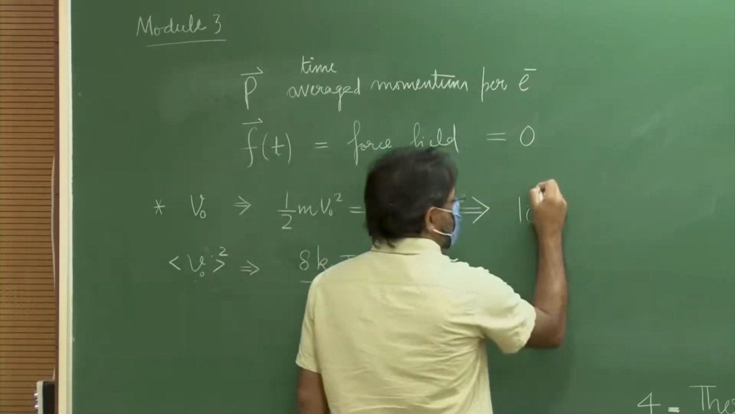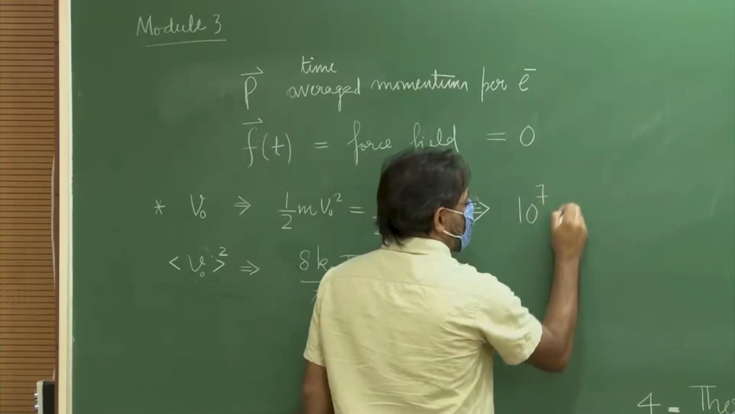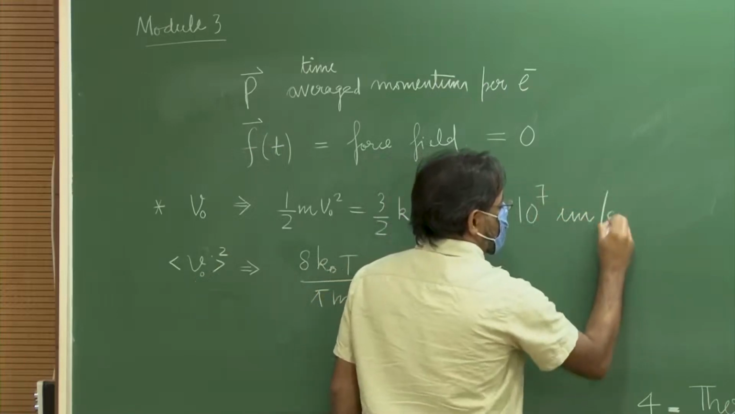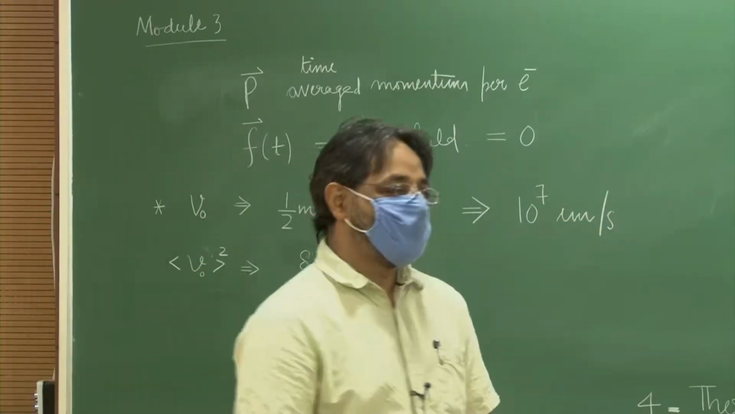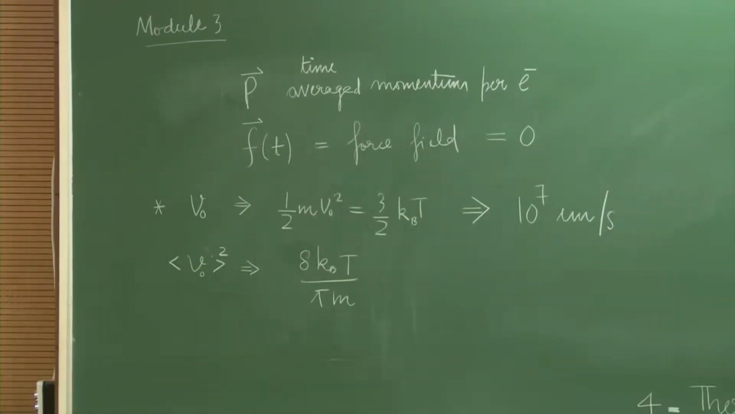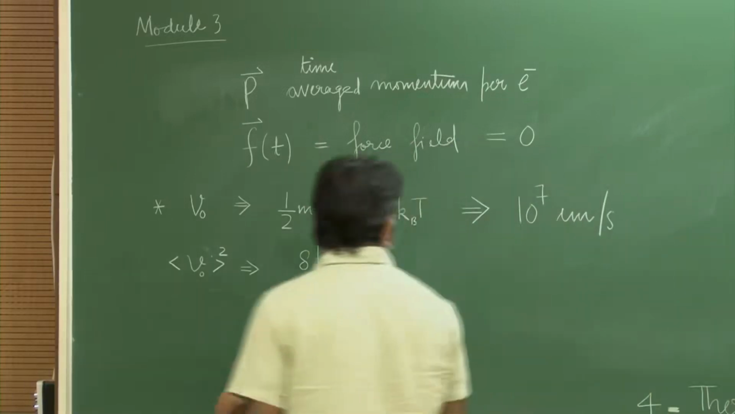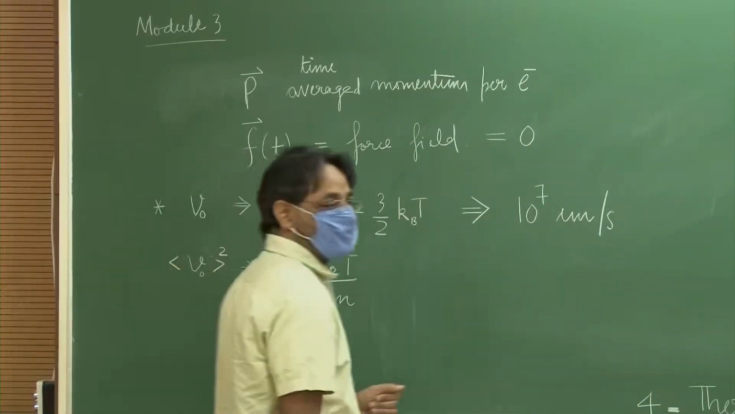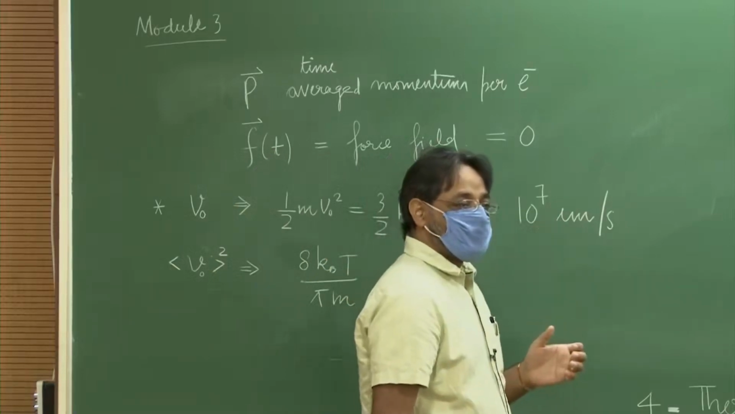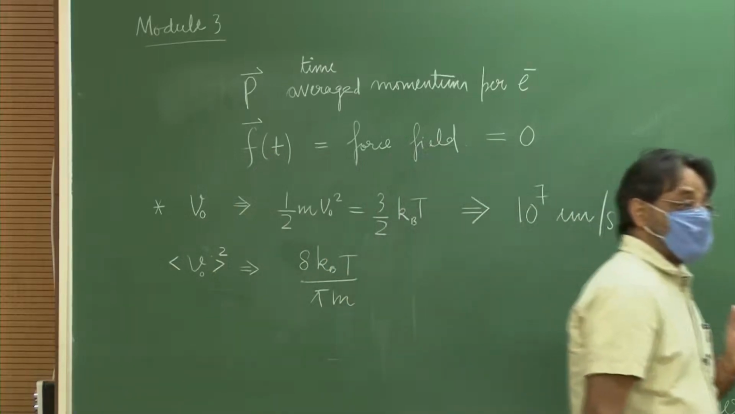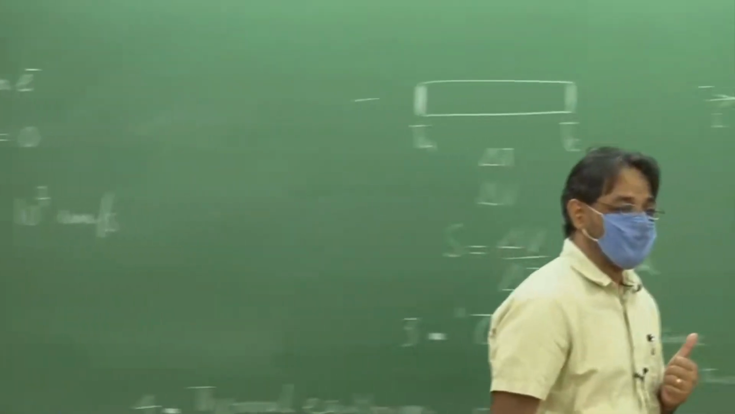Okay, so in CGS units, it's 10 to the power 7 centimeters per second. That's the thermal velocity of electrons in the free electron gas in Drude's model, right? Now let me surprise you, or let me tell you the reality. The reality is that the actual speed of electrons in a metal is at least 2 orders of magnitude higher than this.